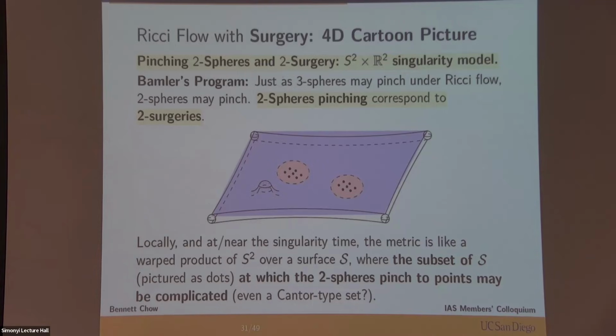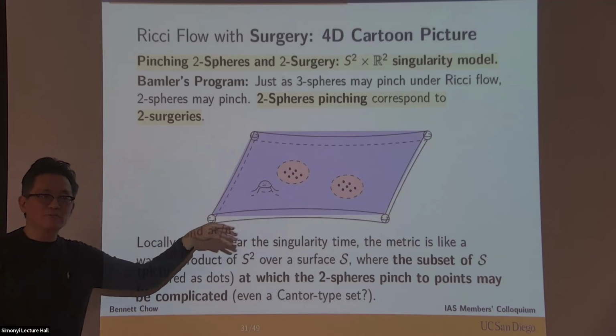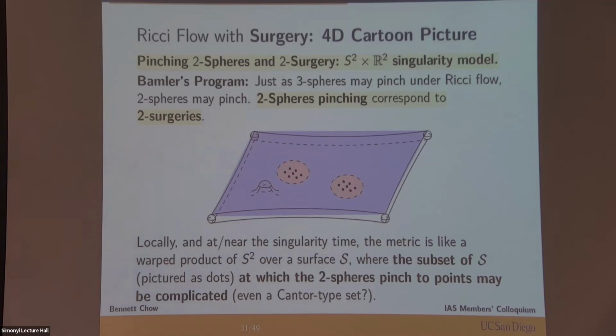And just imagine some of the S2s are much smaller, right? The small ones, under Ricci flow, will start to pinch. And maybe it's a very complicated set. Maybe it's even like a Cantor type set. But the point is, just like in 3D, you could even have that in 3D. But how come you could do surgery? Well, the point is, topologically, this whole region of the manifold is very simple, even though analytically it could be very complicated.